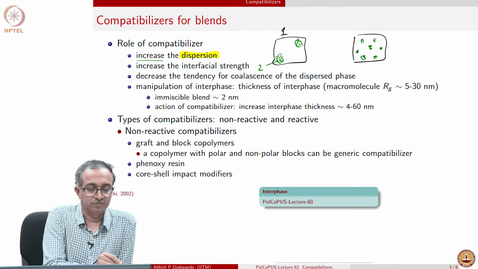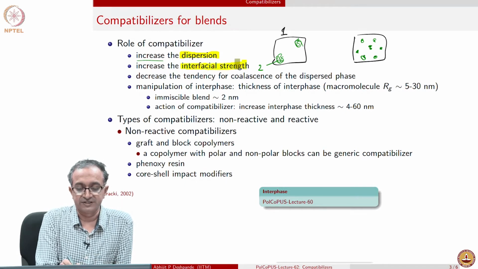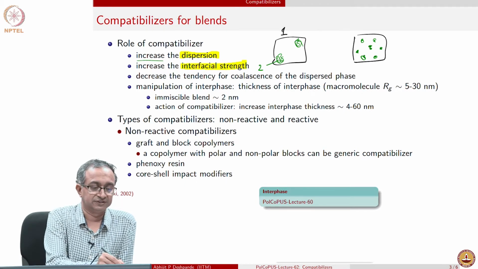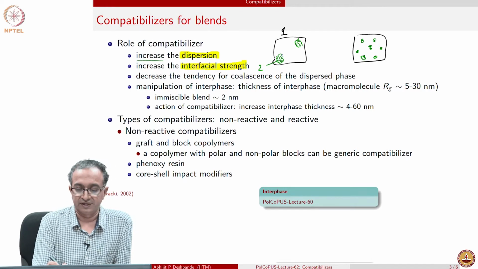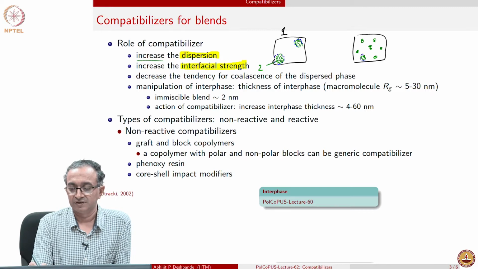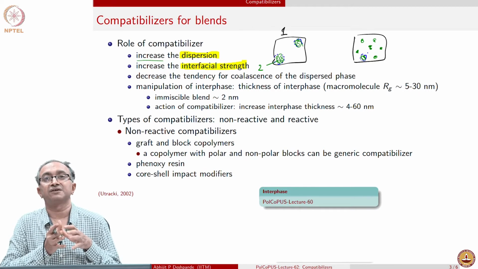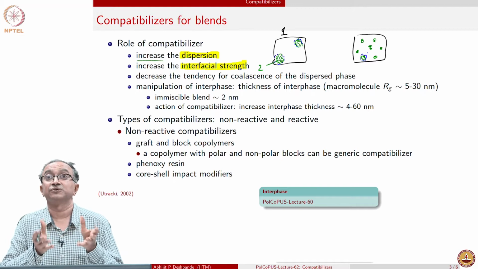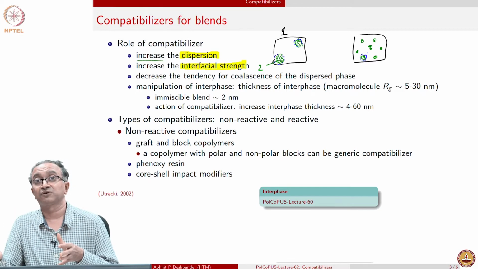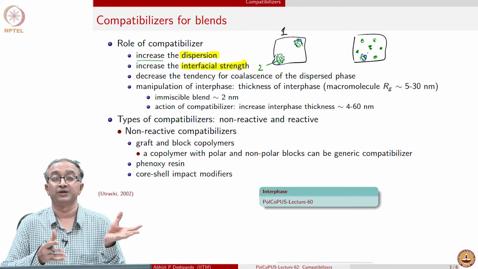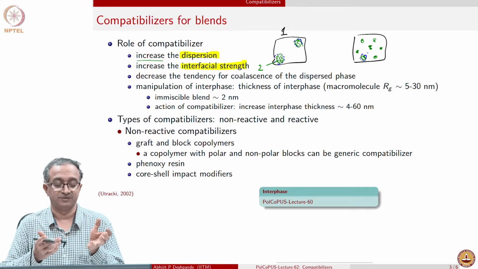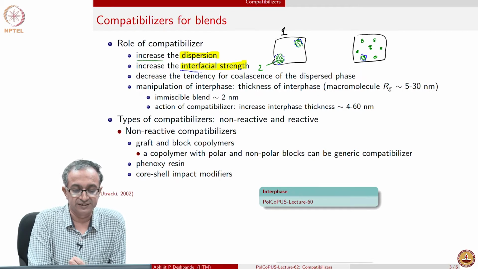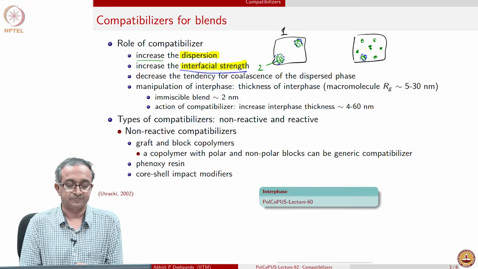We can also increase the interfacial strength because there is an interface involved here, and we would like the interface properties to be not the weakest. Generally, an interface is a surface of heterogeneity. On one side is one macromolecule, on the other side is the other macromolecule. So, will it be the weakest link in this overall material system? Can we increase the interfacial strength?